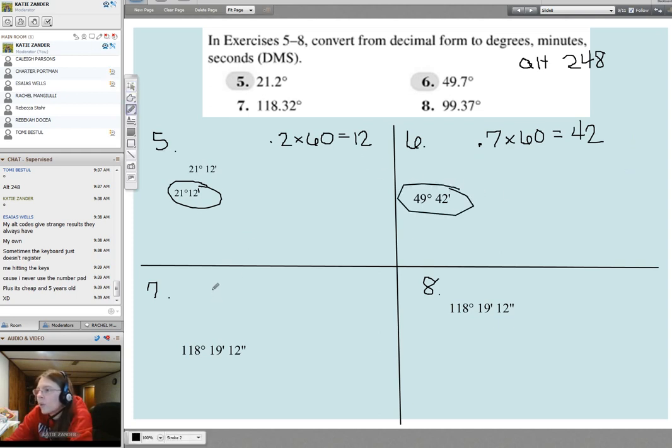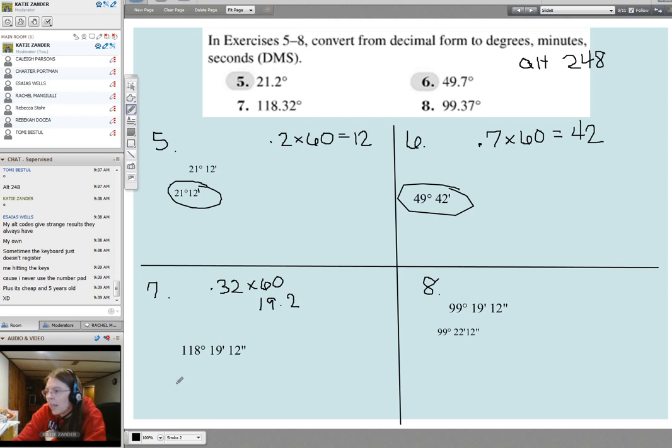Question 7, we're taking 0.32 and multiplying that by 60. So that's 19.2. So the 19 minutes looks good in the problem. Let's take the 0.2 and multiply that by 60 to figure out our seconds. And that should be 12 seconds. So question 7 looks good.